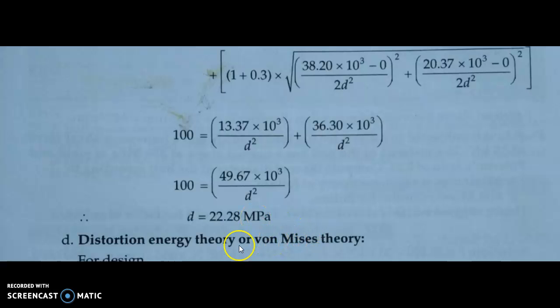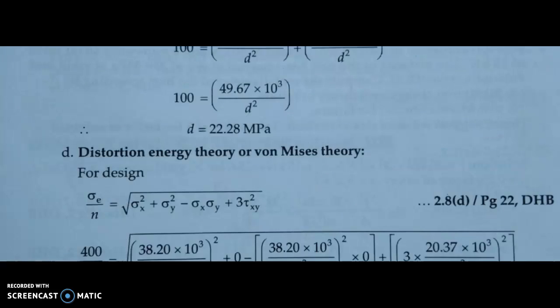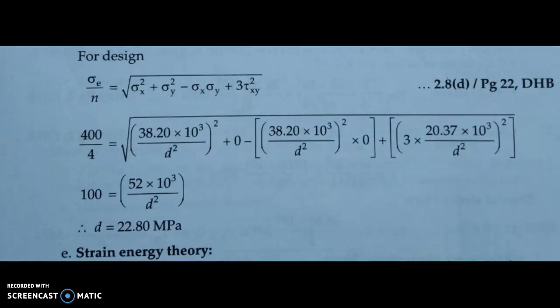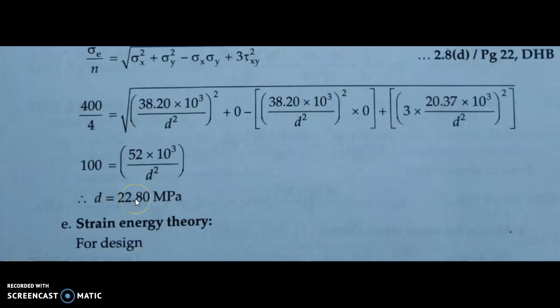Then the fourth theory, distortion energy theory, or we can call it the von Mises theory. What is that von Mises theory? Again, sigma E divided by N is equal to root of sigma X square plus sigma Y square minus sigma X sigma Y plus 3 tau square XY. That we can take from our data book, page number 22 and equation number 2.8d. Here again all other parameters we calculated. Using these values we can find the value of d, that is equal to 22.80.